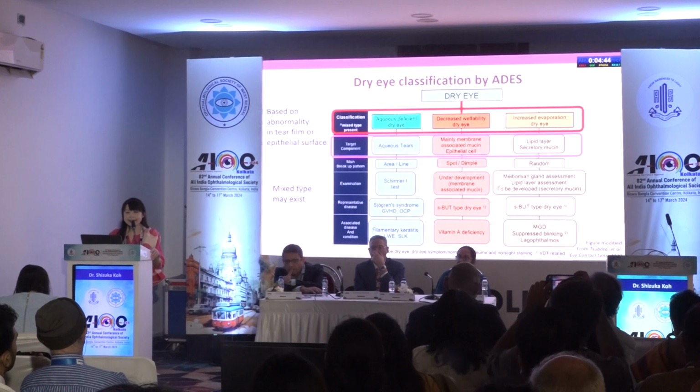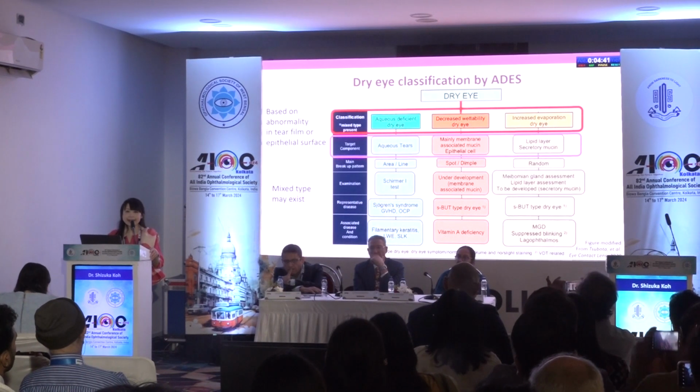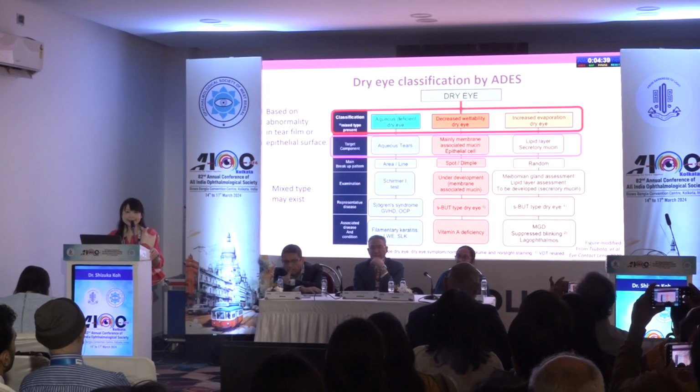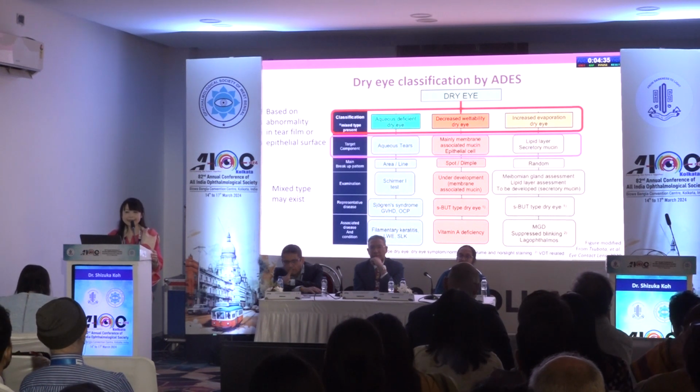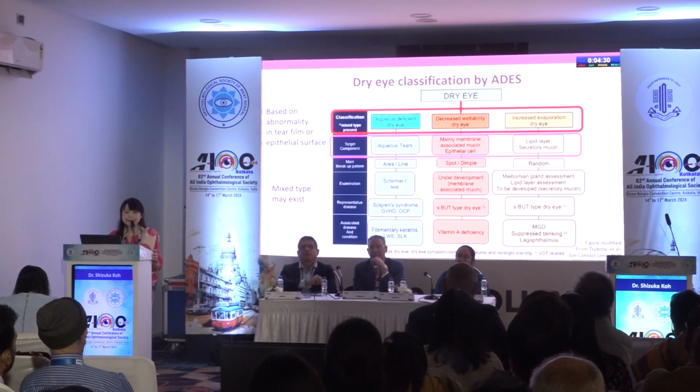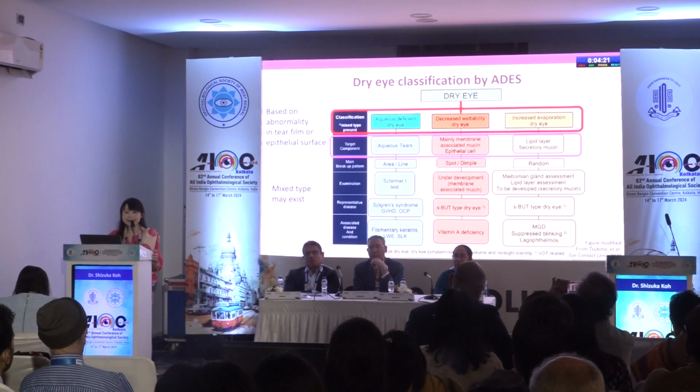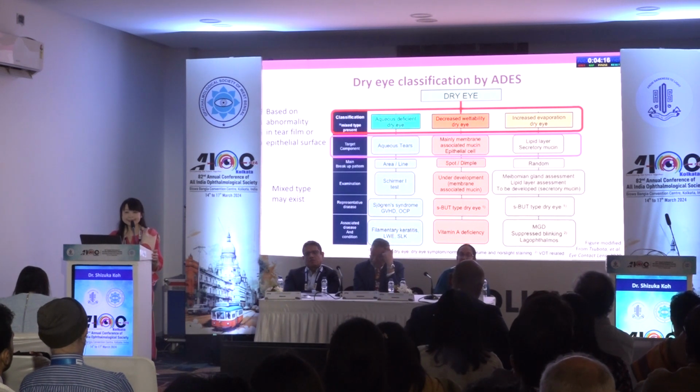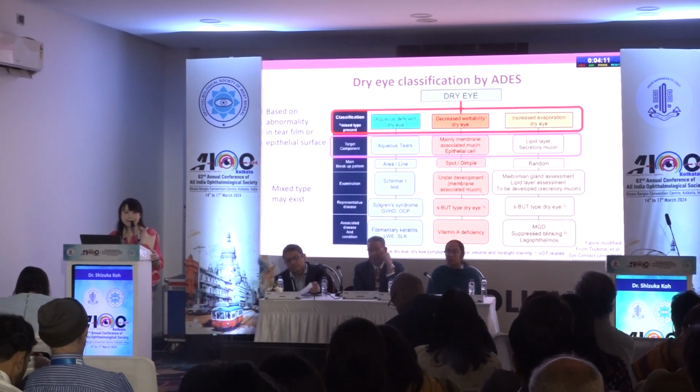In aqueous deficient dry eye, the target component is aqueous tears. In decreased wettability dry eye, the target component is mainly membrane-associated mucin. And in increased evaporation dry eye, the target component is generally the lipid layer, mostly associated with meibomian gland dysfunction, MGD. Of course, mixed types of dry eye may exist.